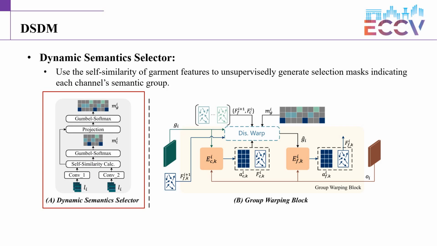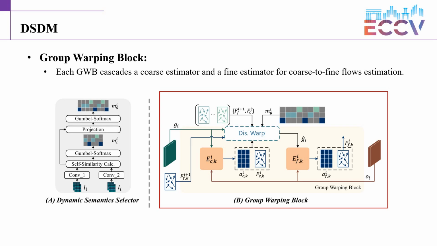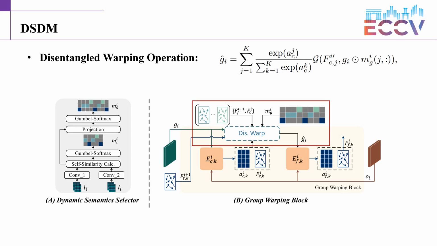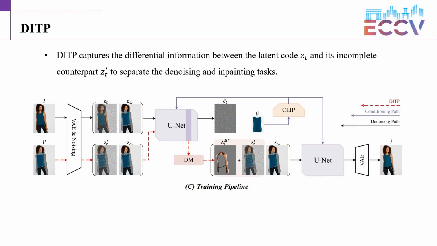Our DSDM includes three key components. 1. Dynamic semantic selector, which uses the self-similarity of garment features to unsupervisedly generate selection masks indicating each channel's semantic group. 2. Group warping block, which cascades a coarse estimator and a fine estimator for coarse-to-fine flows estimation. And 3. Disentangled warping operation, which applies different local flows to deform each semantic group based on the following formula. In the synthesis stage, to minimize learning ambiguities caused by multi-degradation restoration, DITP captures the differential information between the latent code ZT and its incomplete counterpart ZT' to separate the denoising and inpainting tasks.